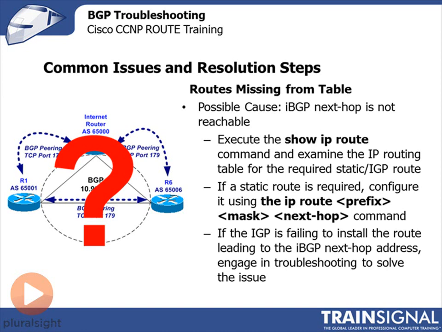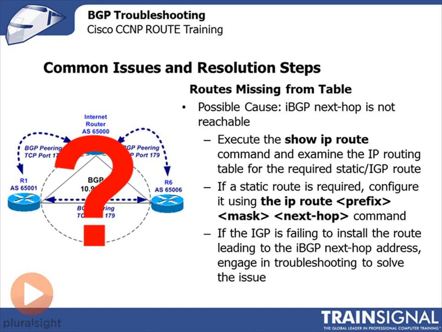Another reason why a route may be missing from the table is that the iBGP next hop is not reachable. One of the ways that you can check to see if this is an issue is to do the show ip route command and examine the routing table for the required static or IGP route. And this is true even with eBGP. If the next hop route is not reachable, it's not going to be advertised.